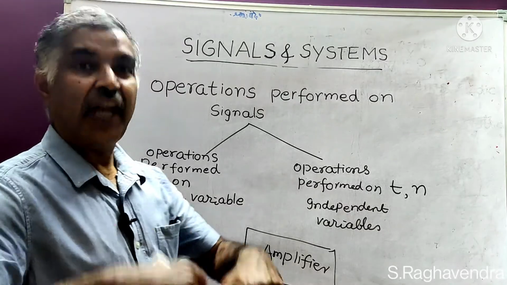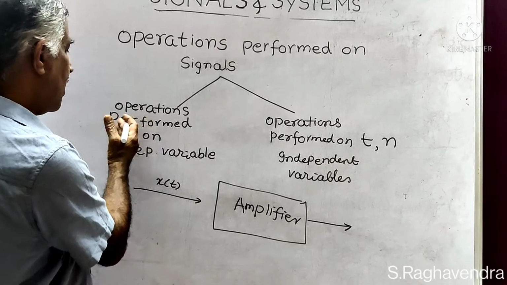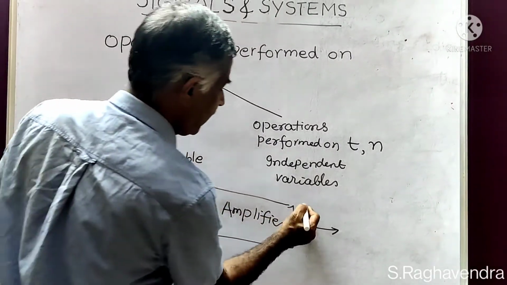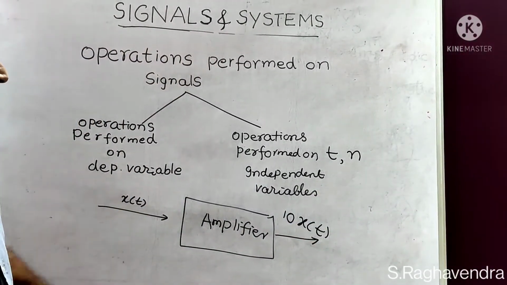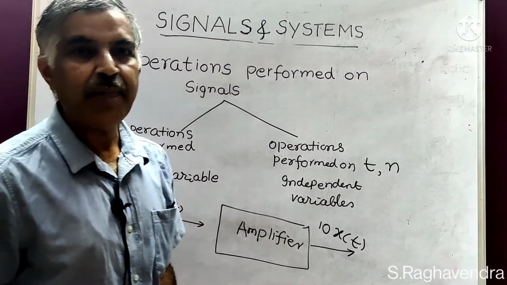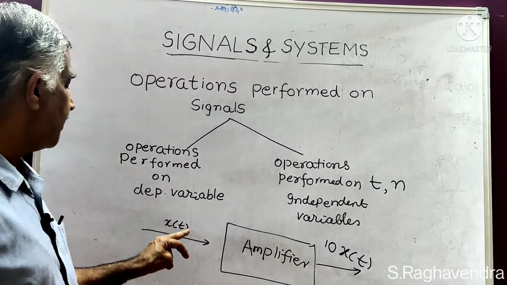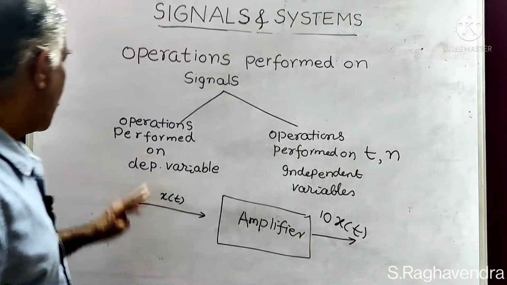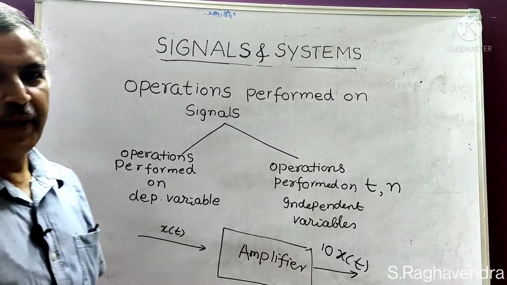You want to change it 10 times, let us assume, then it is a remarkable transformation. That is the operation performed. After x(t) is given to the amplifier, it becomes 10 times x(t), where 10 is a factor that is getting multiplied with x(t). That means x(t) becomes 10 times bigger. This is a remarkable transformation. So that is what operations performed on the dependent variable means.